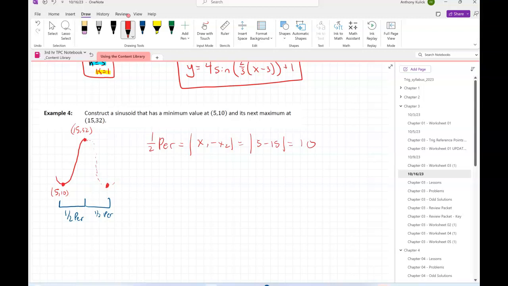So half a period is 10 units. Everybody's cool with that? If I multiply both sides by 2, 1 full period is then 20 units, right? And I know a period is 2 pi c. If I divide both sides by 2 pi, that would give me 20 over 2 pi, or really just 10 over pi. And we'll always pick our c to be positive.